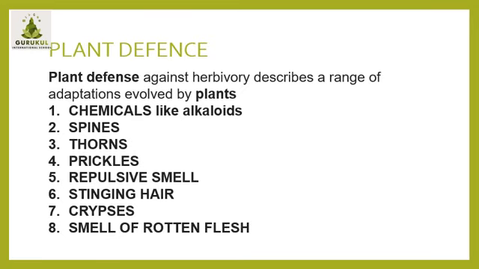Then the last slide, this is what we have learned in plant defense against herbivory. Herbivory means herbivores. It describes a range of adaptations evolved by the plant. We have learned chemicals like alkaloids, that is the Dhatura plant, then spines for the cactus, thorns for the lemon plant, prickles for the rose plant. These are some examples, but many more plants can bear these types of structures. Then repulsive smell, that is the bitter gourd example. Then stinging hair, that is the stinging nettle, a plant that grows in the rainy season. Then crypsis, that is the touch me not plant, and smell of rotten flesh, that is the Rafflesia flower.